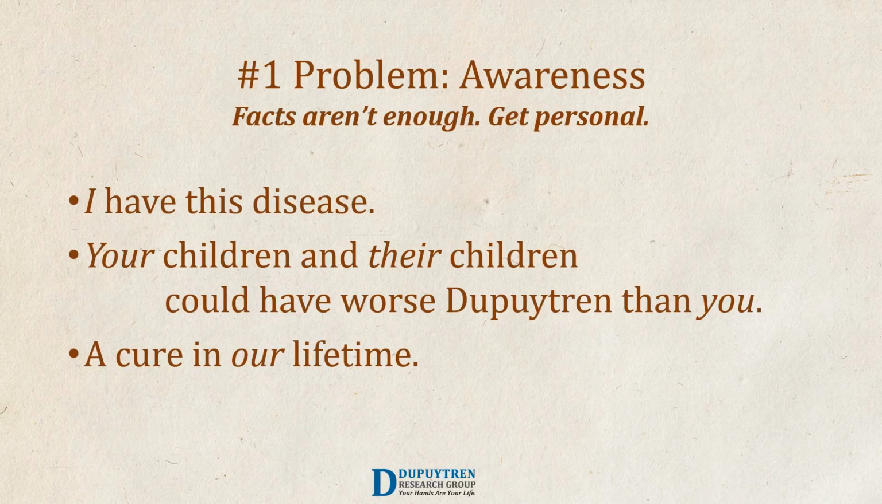It's very helpful in awareness campaigns to have a personal aspect to Dupuytren disease. So if you have Dupuytren disease, be vocal about it. Tell people, I have Dupuytren disease. If someone has Dupuytren disease, it's important that they know that it's a family condition. Even if they don't know anybody in their family with it, they need to know that their children, their grandchildren could have Dupuytren disease, and it could be worse than their Dupuytren disease. Our goal is a cure in our lifetime. We're all working together for this same goal.